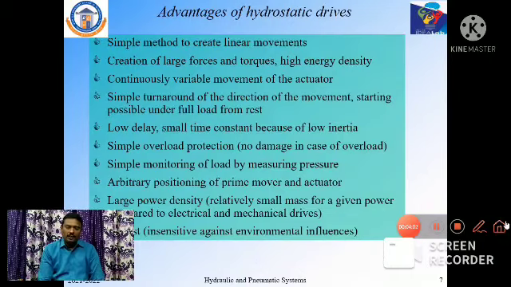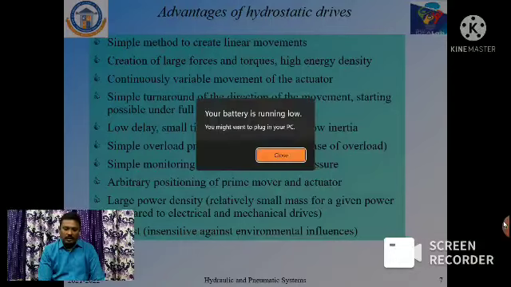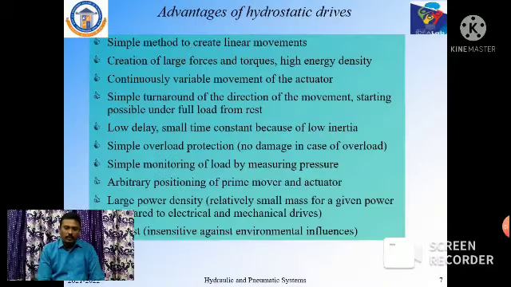Advantages of the hydrostatic system: a simple method to create linear movement, creation of large force and torque, high energy density, continuous variable movement of the actuator, simple turnaround of direction, starting possible under full load and at rest, small load delay time because of low inertia, simple overload protection with no damage in case of overload, simple monitoring of load by measuring pressures, arbitrary positioning of prime mover and actuator, and large power density, with small mass for a given power compared to electrical and mechanical drives.